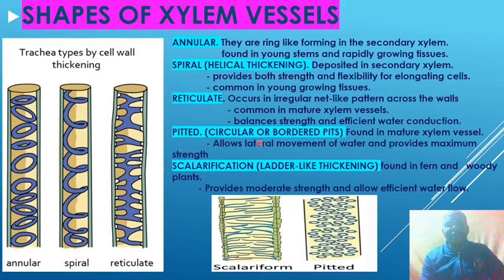Then the pitted, the circular bordered pits found in mature xylem vessels, allow the lateral movement of water and provide maximum strength. So the role is providing that maximum strength, and its second role is water flow in a lateral manner. Then scalariform, that is the ladder-like thickening. This one will be found in ferns and woody plants. The role will be providing moderate strength and allowing efficient water flow.